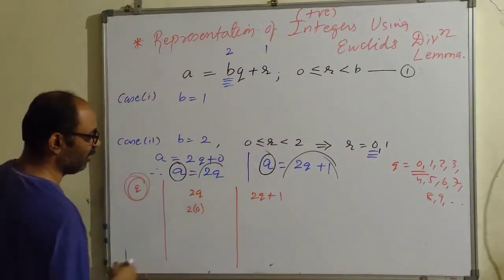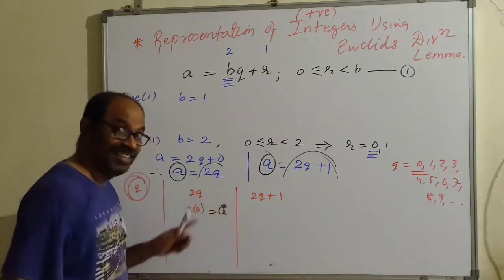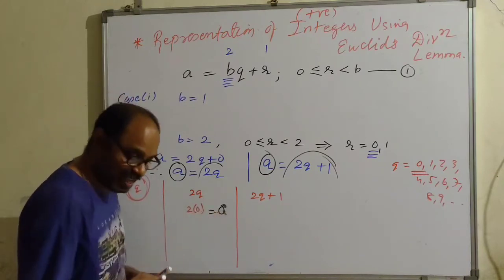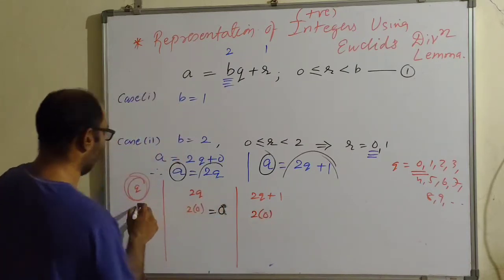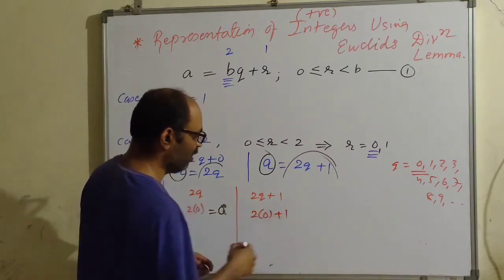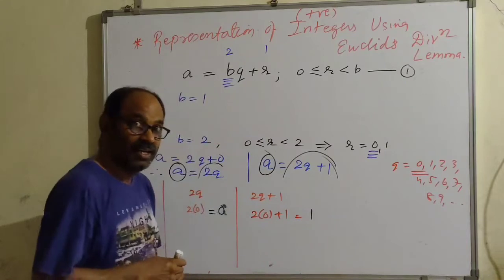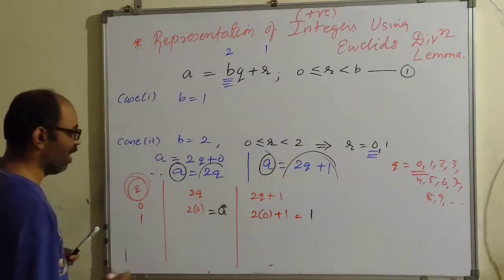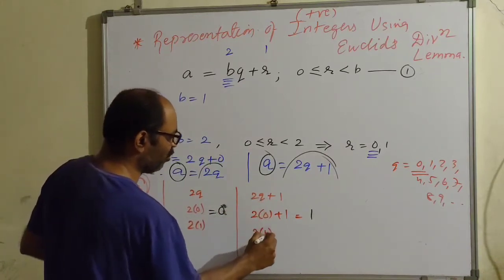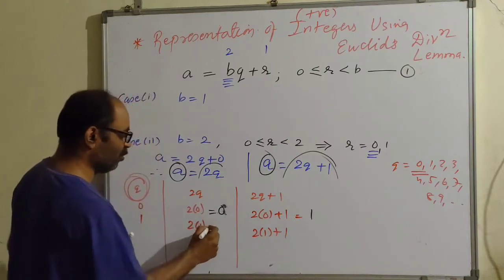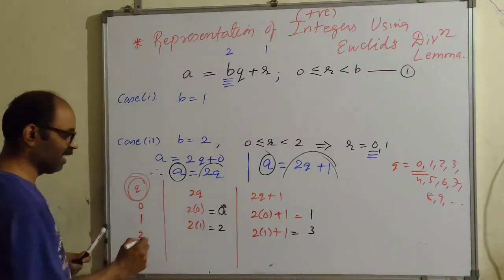Taking Q as 0, 2 into 0 is equal to 2. Sorry, see the mistake that I make like you. 2 zeros are 0. Okay. Again, 2 into 0 plus 1, that is 0 plus 1, and that you are going to get 1. Clear? Let's take the second value of Q, 1. So 2 into 1, and 2 into 1 plus 1. 2 ones are 2, and 2 plus 1 is 3. Observe nicely.